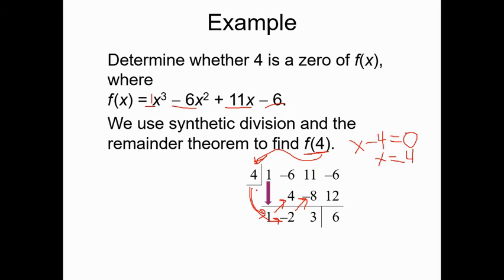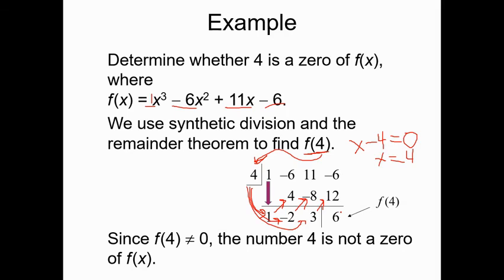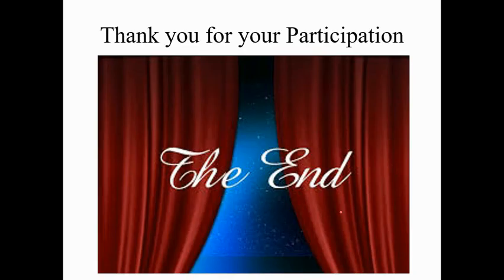We have a 3 left. 4 times the 3 gives us 12. And so we have a 6 left. And because we have a remainder, then we know that 4 is not a 0 or a root or an x-intercept for this at all.